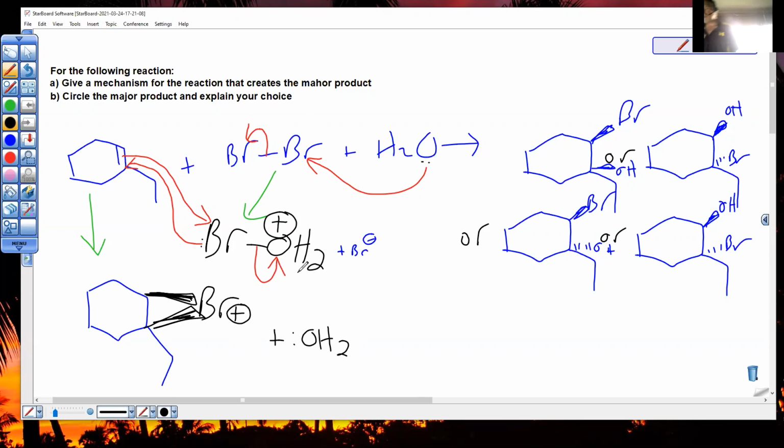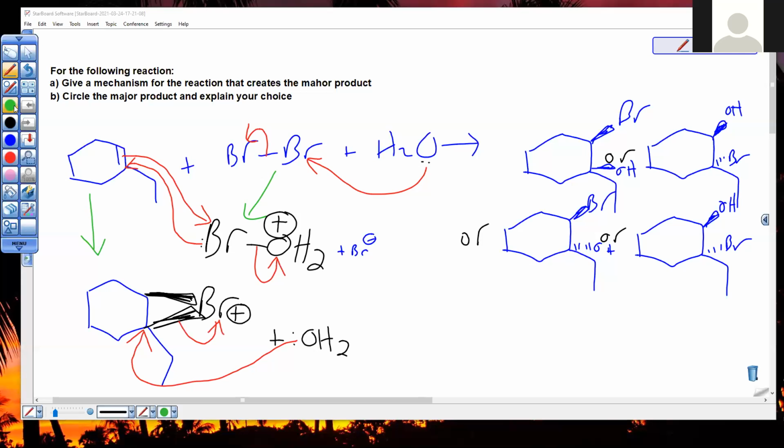Now, the triangle intermediate has to undergo what's called a backside attack. And the electrons are attracted to the carbon that spends more time with a positive charge. That's the tertiary carbon. Backside attack means you're coming in 180 degrees away from the bond you're breaking to minimize lone pair electron-electron repulsions. And yeah, these pairs of electrons are nowhere near each other because they're 180 degrees apart.